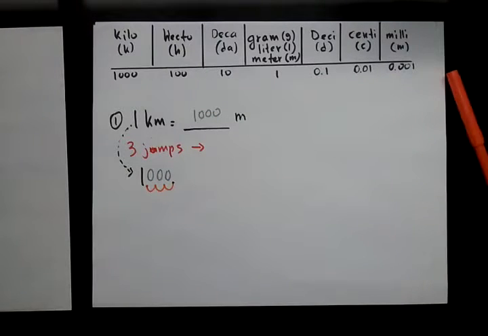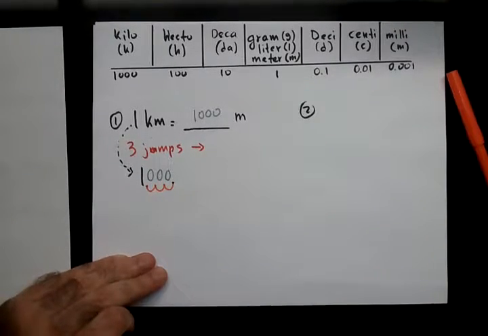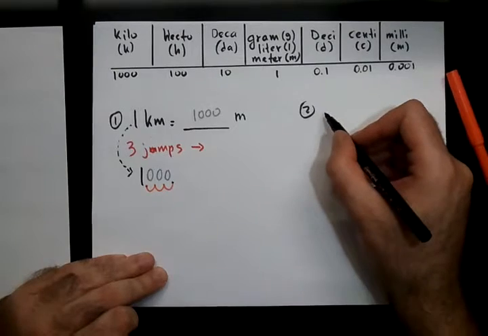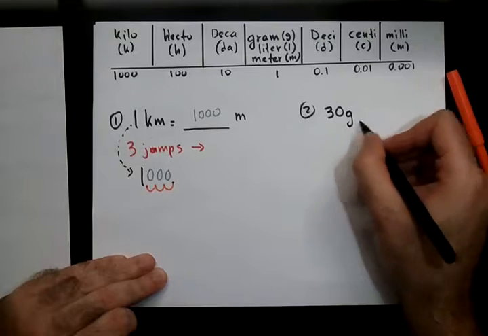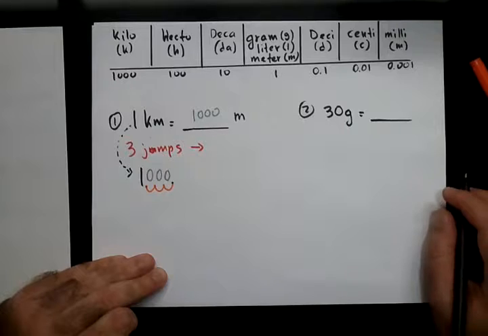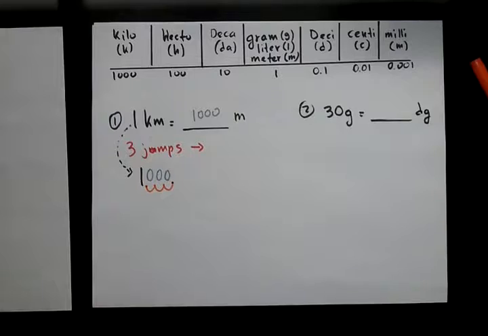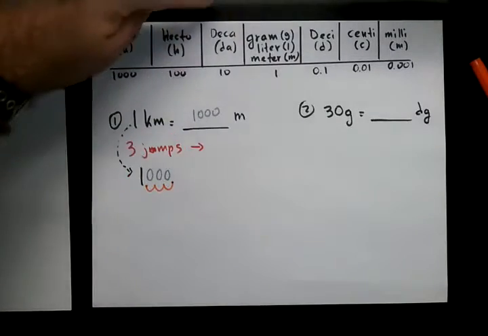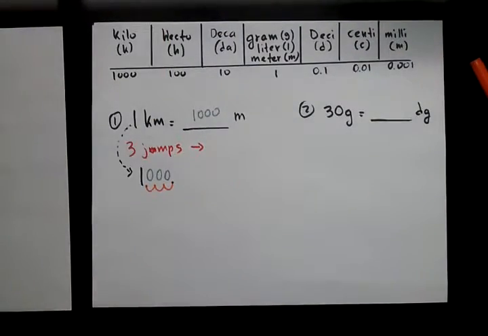So let's do another one. Let's say I want to start with a base unit. Let's go with 30 grams. And let's say I want to find how much that is in decigrams. Now be very careful with the DG, the prefix D and the prefix DA. They both start with a D, so one of them ended up having just the pure D and the other one has the DA. Don't confuse them. They're very easy to confuse though.